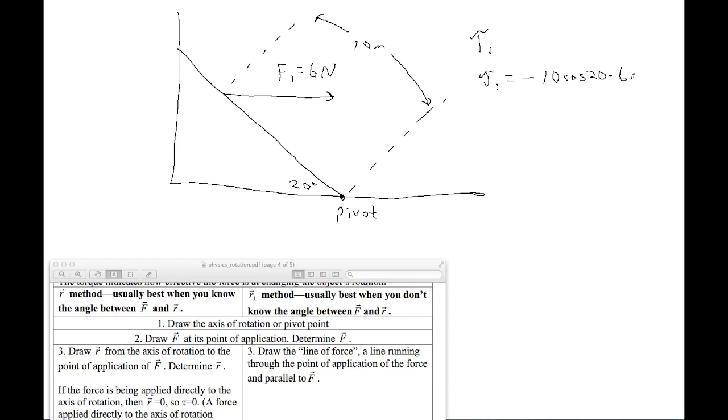So then the final answer for torque would be negative 56.4 Newton meters. Like this? Yes. Okay. Now, let's make sure we were systematic. You drew the pivot point. Good. We've got F. Did you draw the line of force?